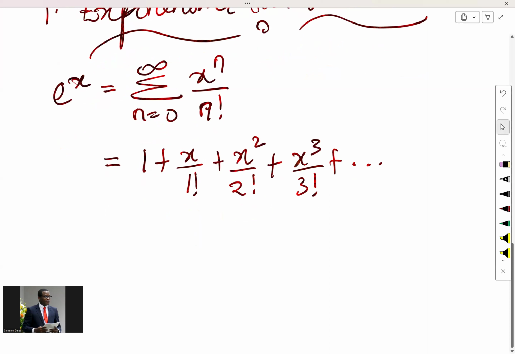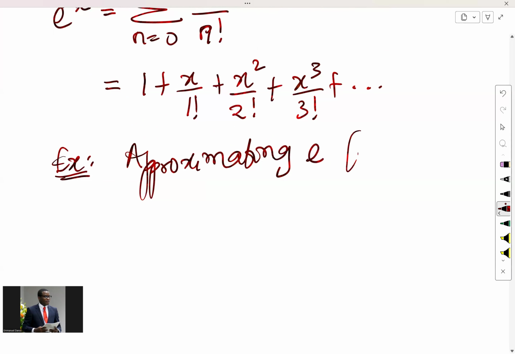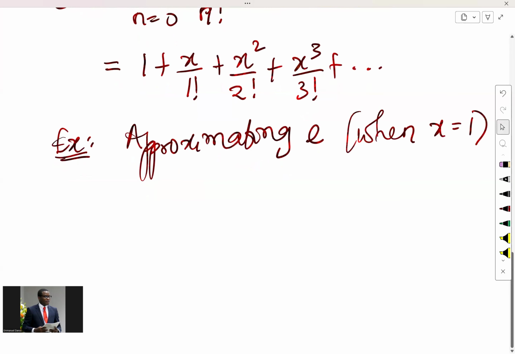So if you want to take an example around this, let's say we are approximating e, which is when x is equal to 1. e raised to power x is general, but when x is equal to 1, you have e raised to power 1, which is simply e. So approximating e, that is when x is equal to 1, with the first four terms.